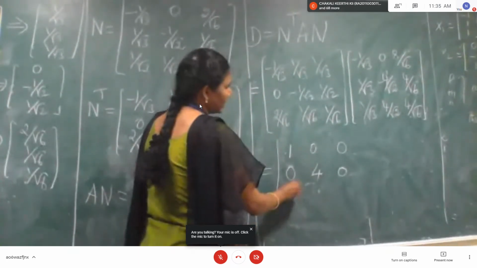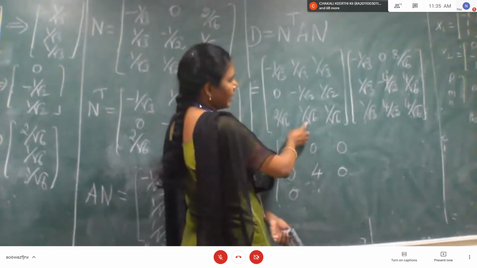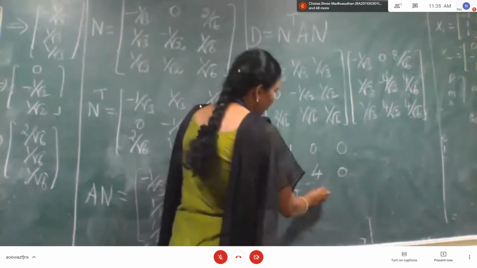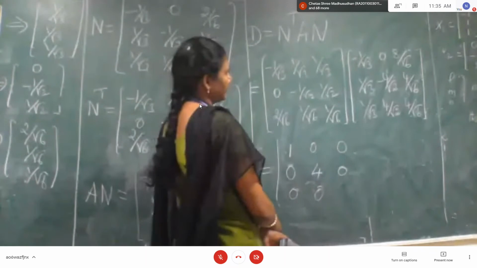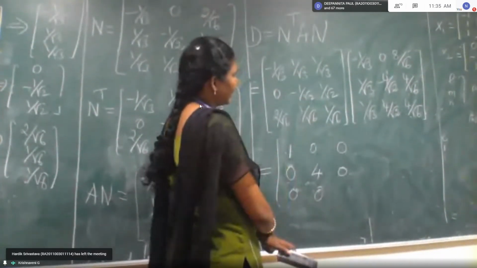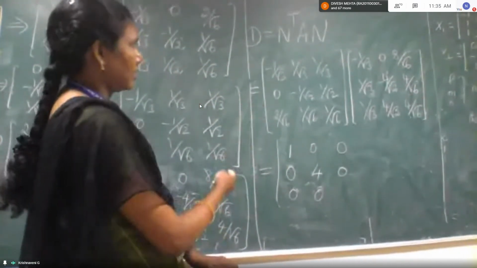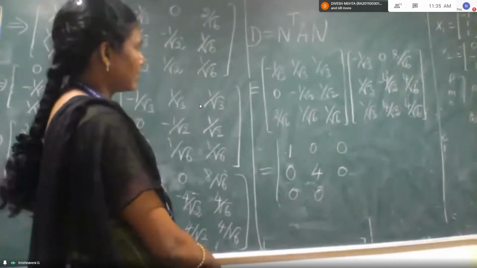Next, third row, second column. First element is 0 minus 4 by root 12, 0 plus 4 by root 12, 0. Next, 0. Now 2 8s are 16, 16 by root 36. That is 6. Okay, into root 6 into root 6, 4.